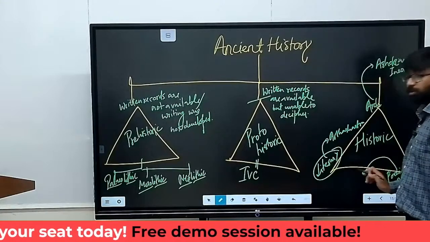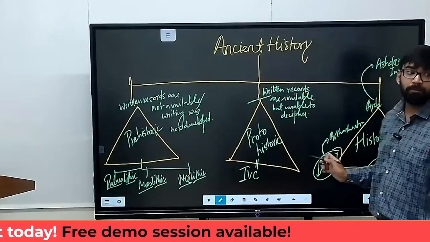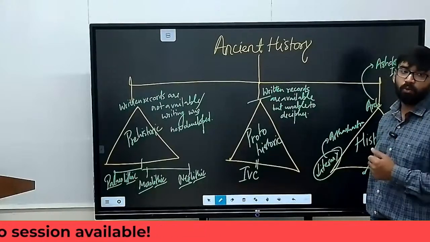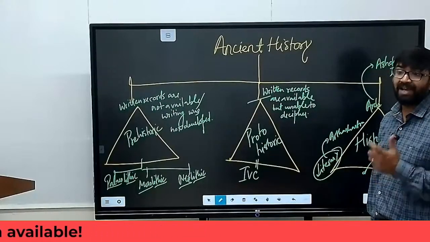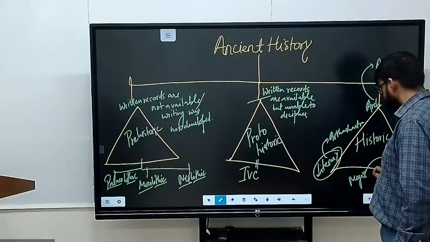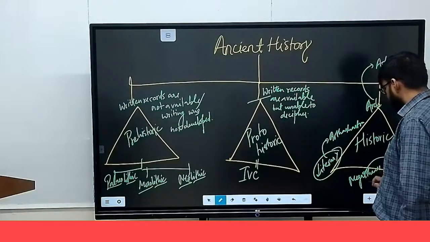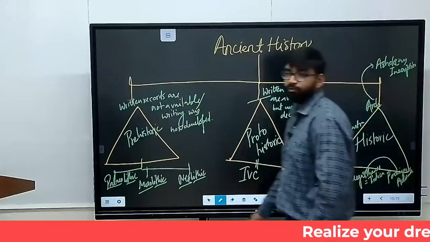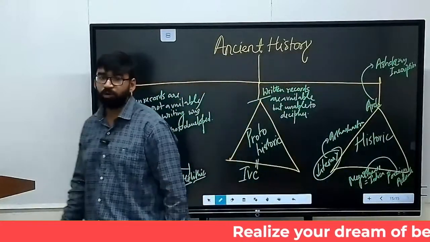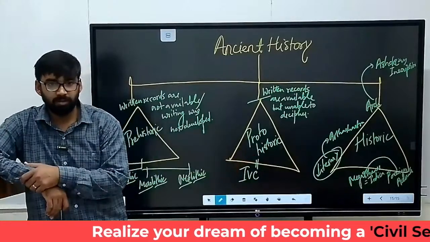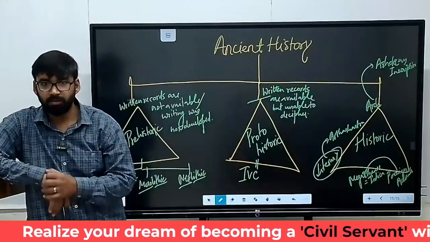Foreign accounts are also available, which are written by foreign authors. Like there was an ambassador in the court of Chandragupta Maurya whose name was Megasthenes. So Megasthenes wrote a book called Indica, which gives the source on the Mauryan Empire and Mauryan society. All these three things are available. Clear? Draw this.